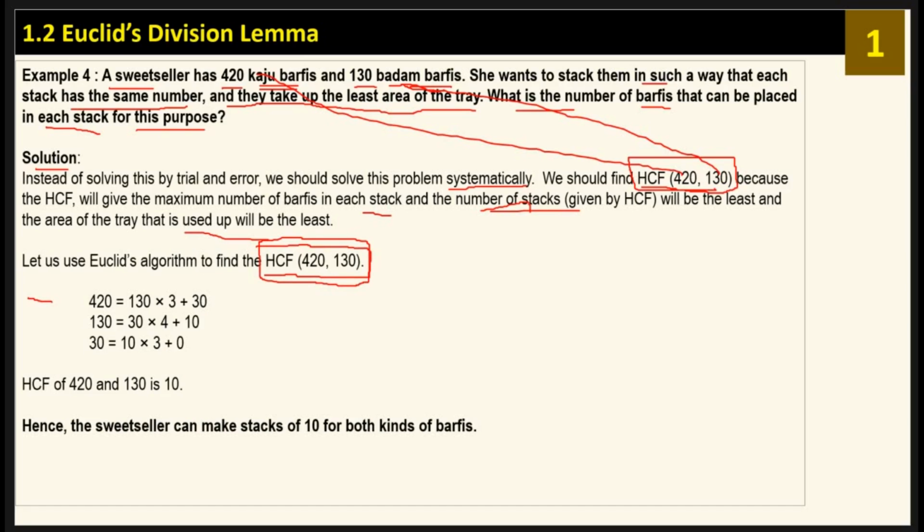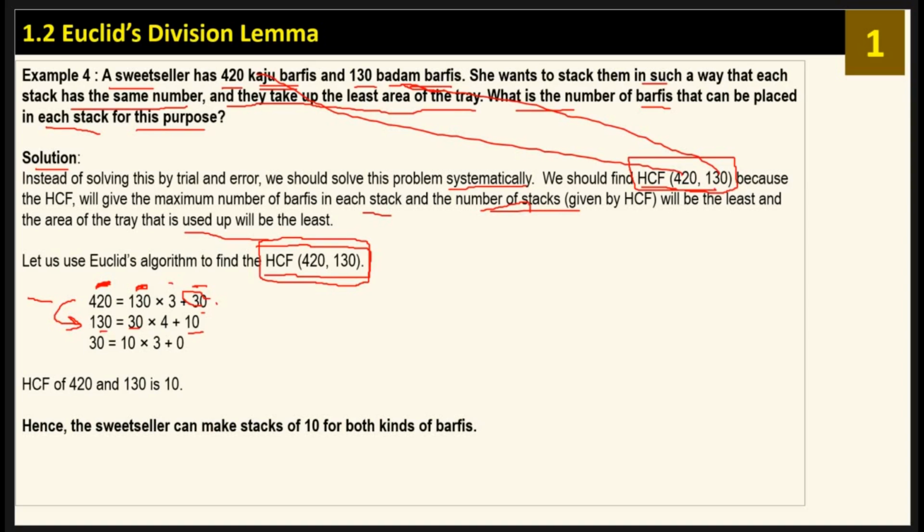The first step is 420, which is the bigger number, we keep on the left hand side, and 130, the other number, is the divisor. Multiplied by 3, we get 30 as the remainder r. So this r, 30, is not 0, so we continue to the next step, where we move the divisor to the dividend position. 130 is equal to 30, the remainder from the previous step, times something, and we get 10 as the remainder in this step.